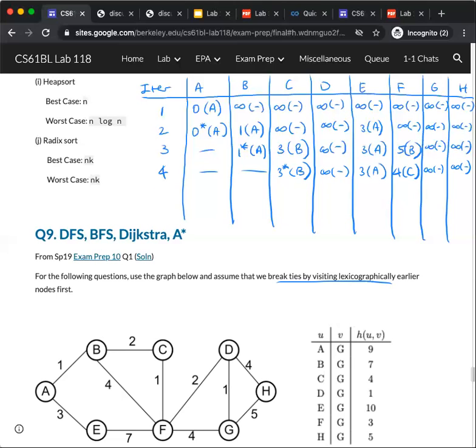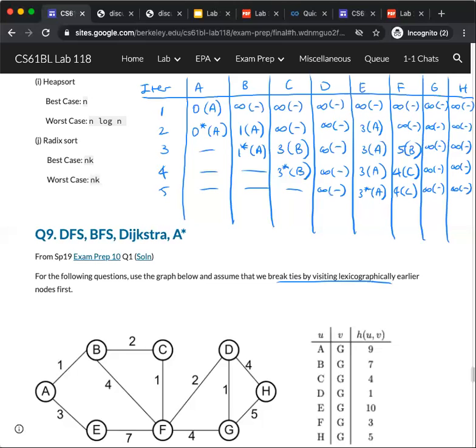Okay, and then in the fifth iteration, what do we pop off next? We pop off the E, that's the smallest shortest path distance. And from E, its only neighbor is F, right? And what is the shortest path from A to F going through E? It's 3 plus 7, which is 10. That's worse than what we have for F right now. So we're not gonna change F, and we're gonna keep everything else the same.